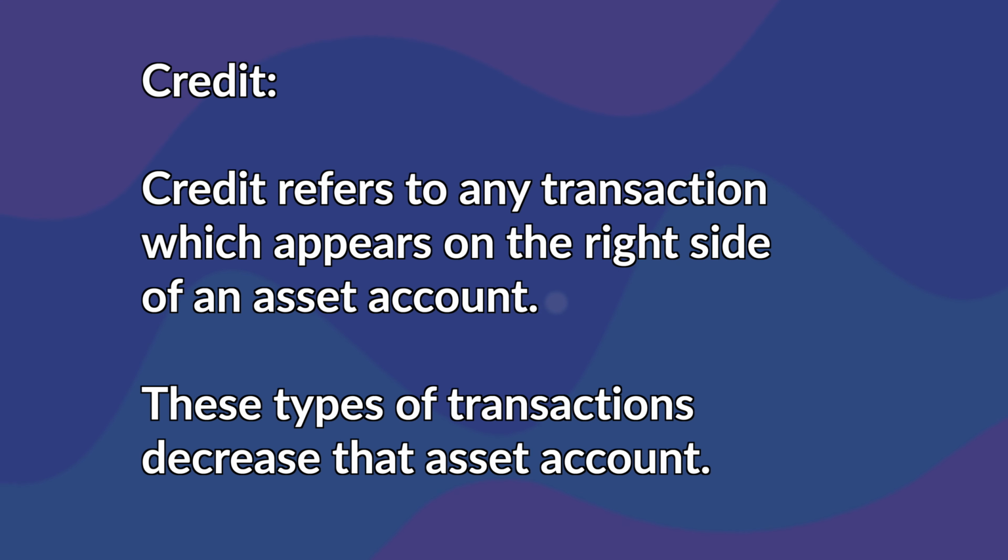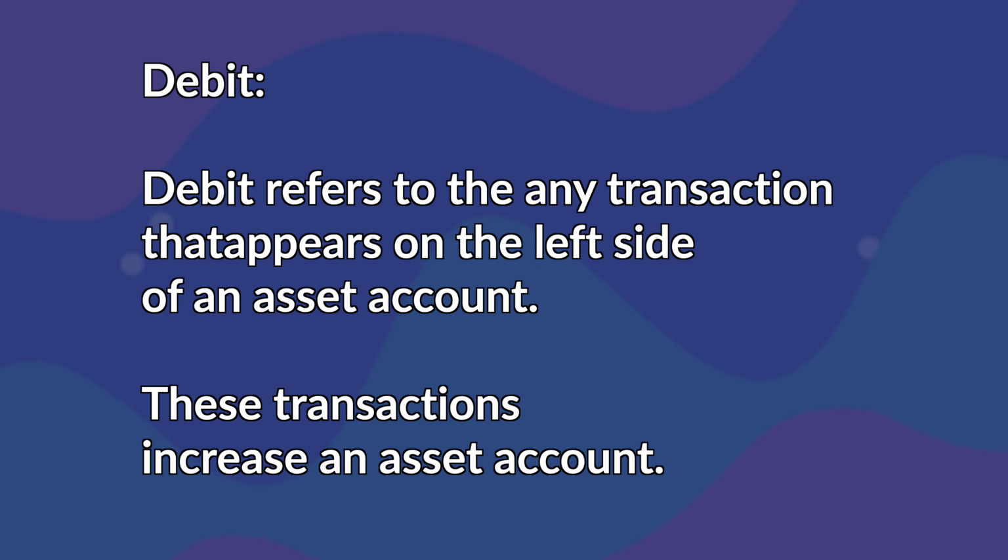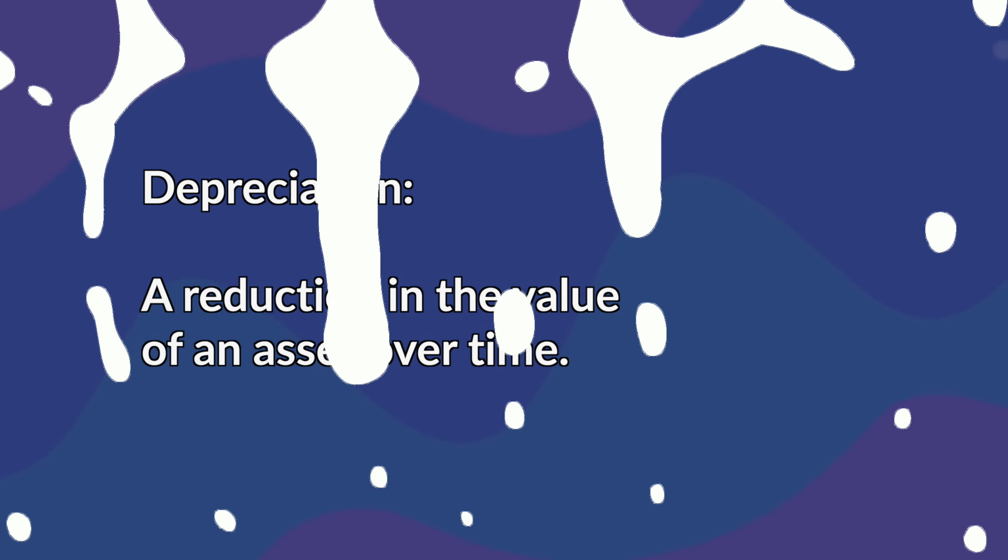Credit can branch into heavy accounting jargon, but the vital thing to understand is that credit refers to any transaction which appears on the right side of an asset account. These types of transactions decrease that asset account. Now, debit refers to the opposite of credit, being any transaction that appears on the left side of an asset account. These transactions increase an asset account.